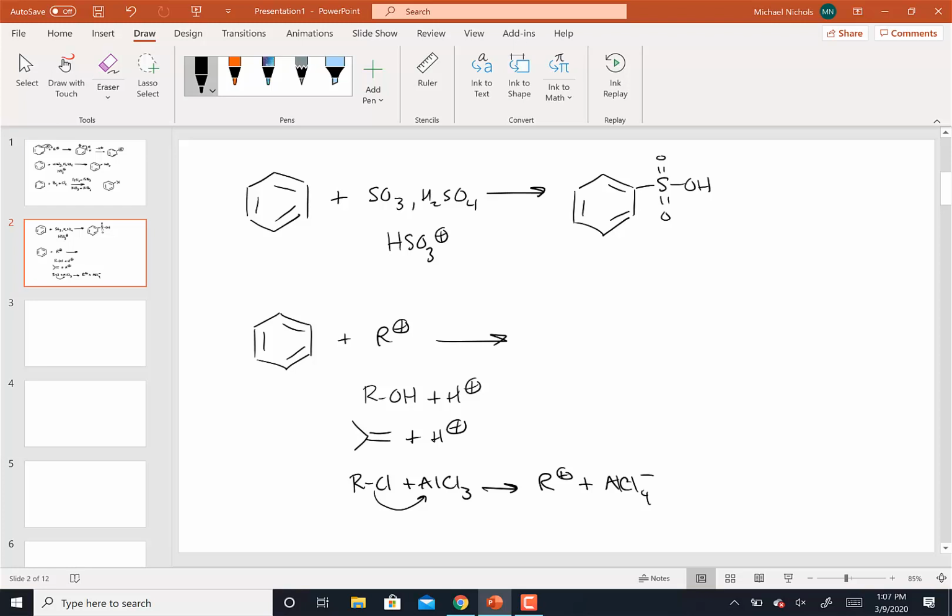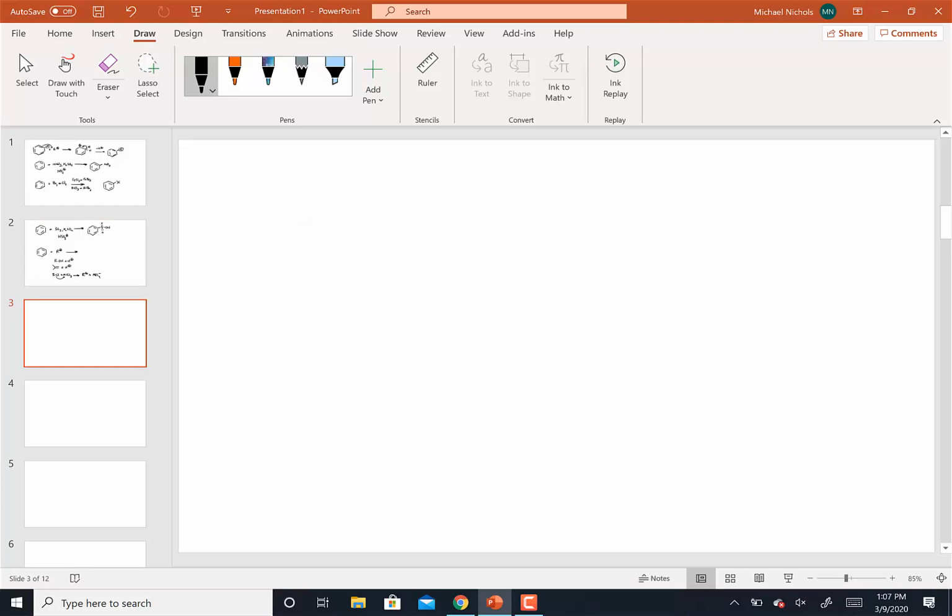So if I wanted to take my benzene ring and add, let's say, a CH2CH2CH3, a propyl group, if I want to add the propyl group to the ring, I cannot do that using Friedel-Crafts alkylation. You might say, well, why don't we just take aluminum trichloride and react that with propyl chloride?